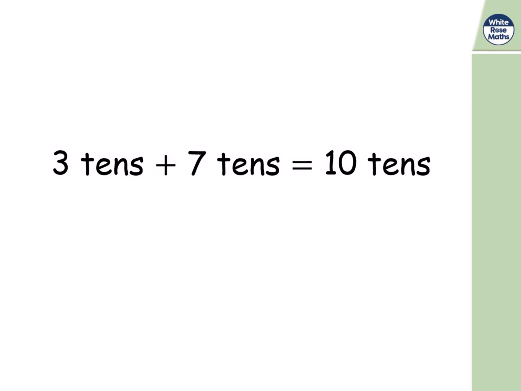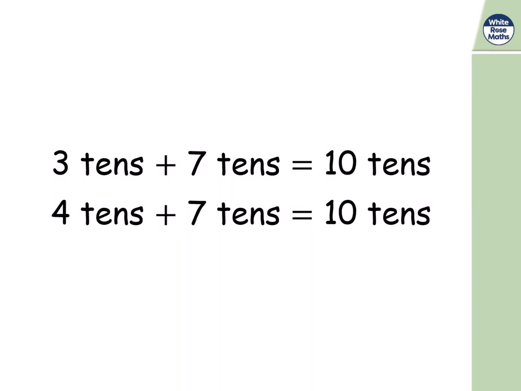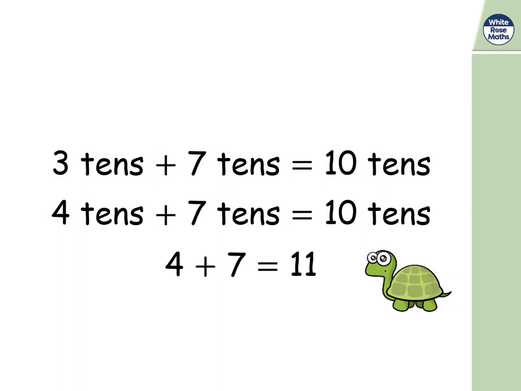3 tens plus 7 tens is equal to 10 tens, so therefore 4 tens plus 7 tens is equal to 10 tens. Pardon, Tiny? Something's not correct. 4 plus 7 is equal to 11. If 4 plus 7 is equal to 11, then 4 tens plus 7 tens can't be equal to 10 tens. You're right, Tiny. So, what should I change it to?